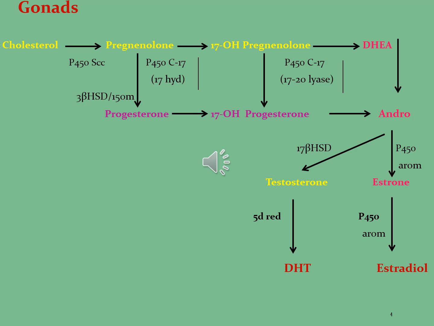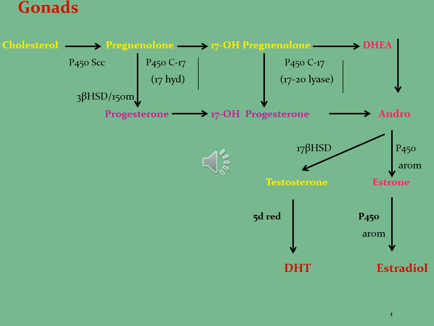Let's see how pregnenolone and 17-hydroxypregnenolone is changed into progesterone and 17-hydroxyprogesterone respectively. The pregnenolone is changed into progesterone by the effect of enzyme 3-beta-HSD, and the 17-hydroxypregnenolone is changed into 17-hydroxyprogesterone by the effect of enzyme 17,20 lyase.